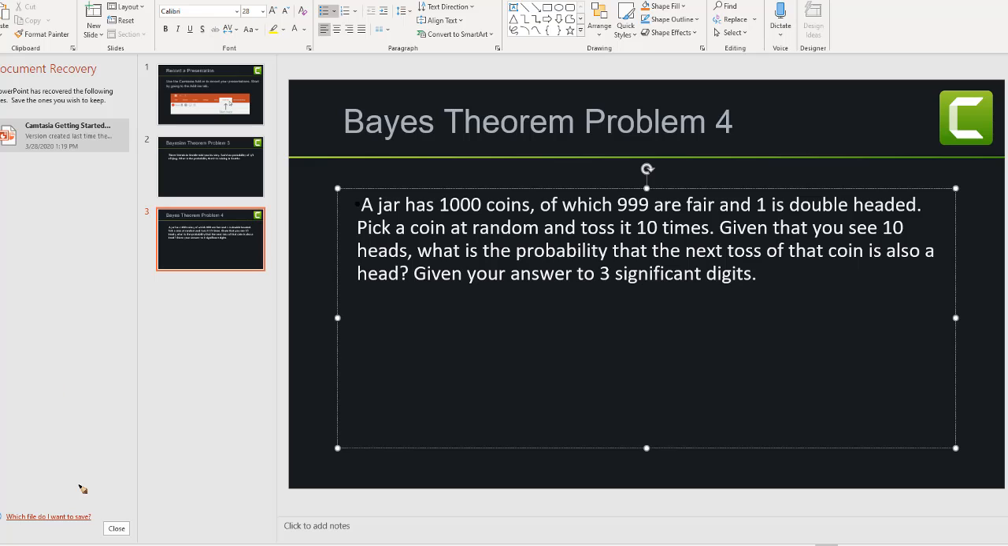So the problem is essentially a jar has 1,000 coins, of which 999 are fair and 1 is double-headed, and we are trying to pick a coin at random and toss it 10 times. And then the question is, if you have already seen 10 heads, what is the probability that the next one is also head, right? So let's try to express it in terms of probabilities.